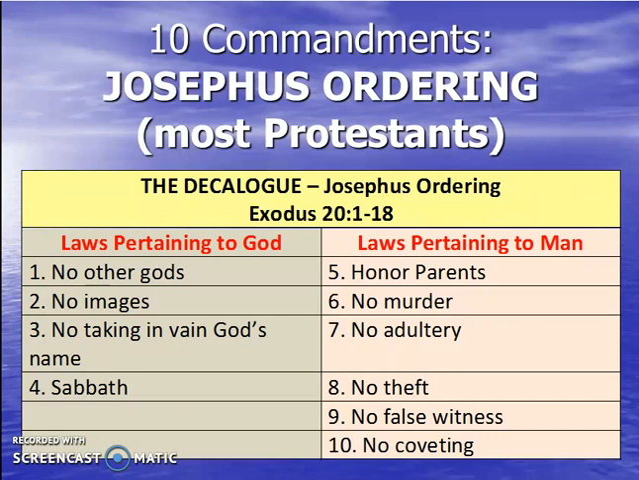And the Josephus ordering of the Ten Commandments divides them, as you see in the chart, with 4 laws pertaining to God and 6 laws pertaining to human beings.